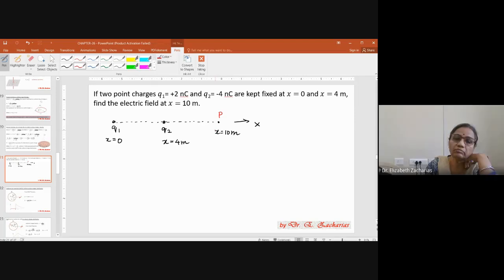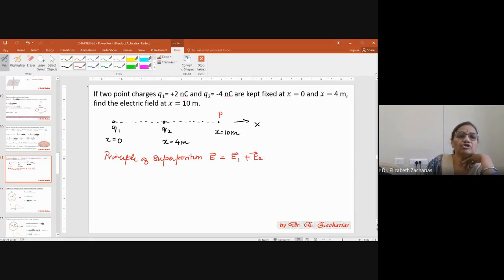Vector sum of. Right, but before that, you have to use a principle. What is this principle? Principle of superposition. Yes. According to the superposition principle, the electric field at the point P is going to be the vector sum of the field due to the first charge plus the electric field because of the second charge.